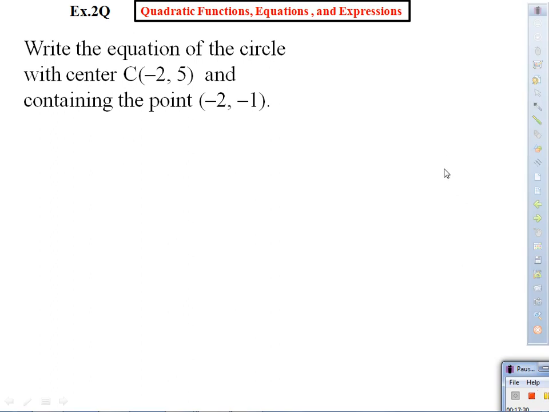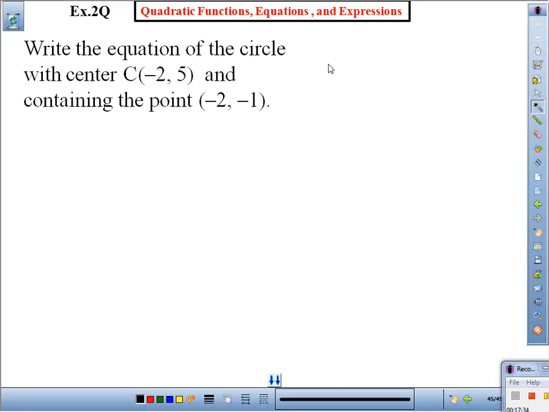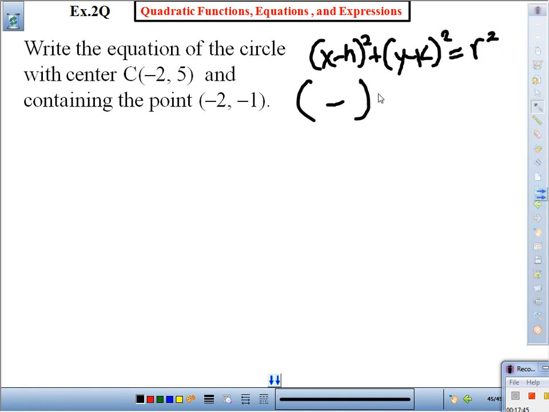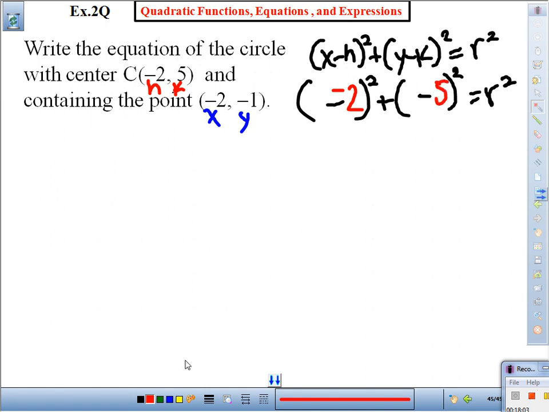All right, here goes the process. Step 1, x minus h squared plus y minus k squared equals r squared. Step 2, parentheses with the minus in between plus parentheses squared with the minus in between equals r squared. Label my values, h, k, x, y. Substitute. -2, 5, -2, -1.